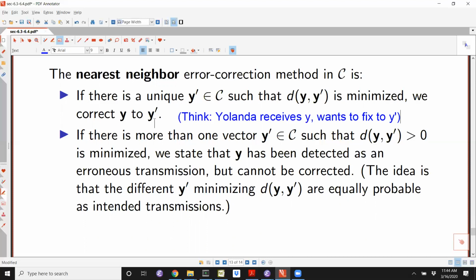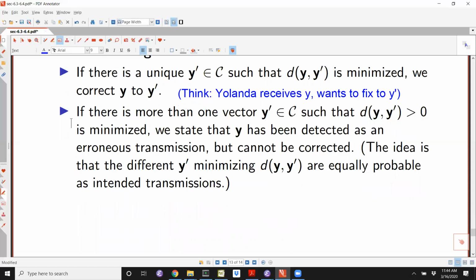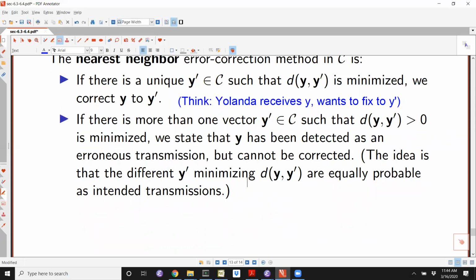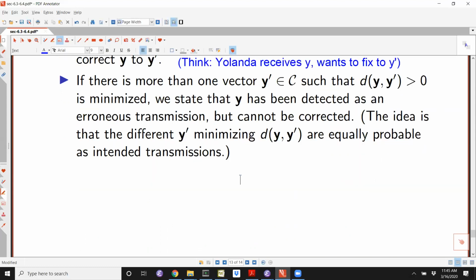The basic idea of the nearest neighbor error correction method is that if there is exactly one y prime that is closer to y than anything else, then she corrects y to y prime. And there's a border state where if there's more than one vector y prime with a minimum distance from y, then we say that y is detected. There must be some error but it can't be corrected because we don't know which is more likely to have been an error.